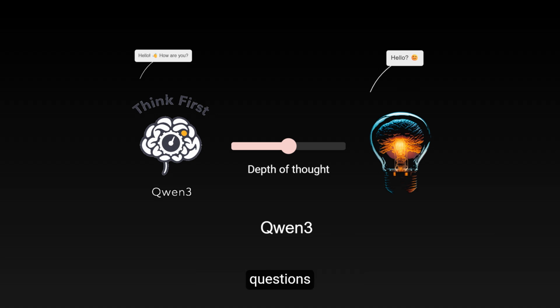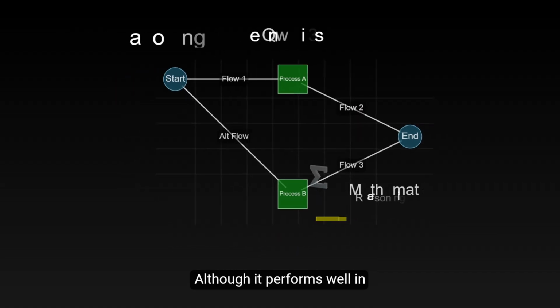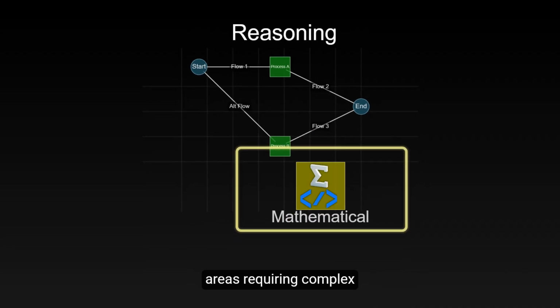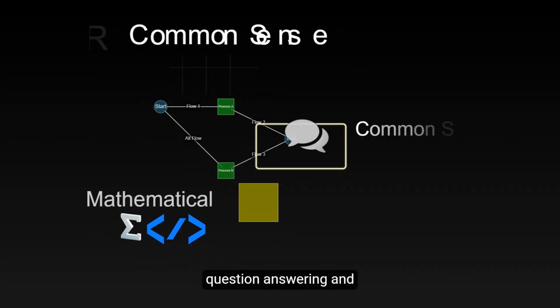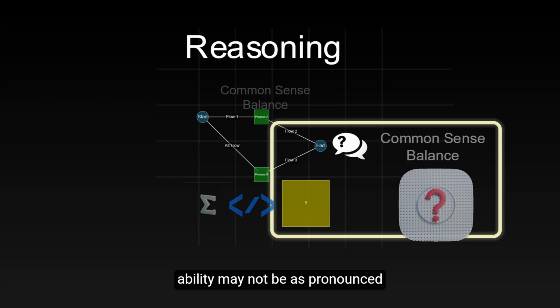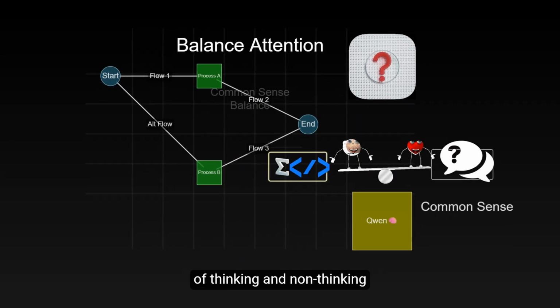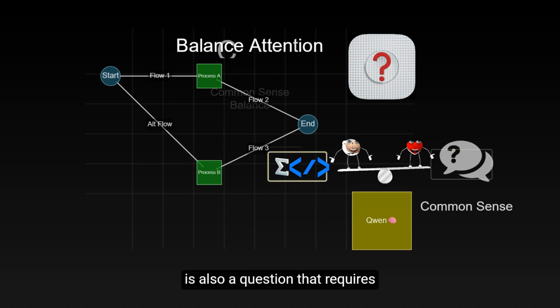Of course, Qwen3 also has limitations. Although it performs well in areas requiring complex reasoning such as mathematics and programming, in areas like common sense question answering and open domain dialogue, the improvement in reasoning ability may not be as pronounced. Additionally, how to better balance the use of thinking and non-thinking modes is also a question that requires ongoing exploration.